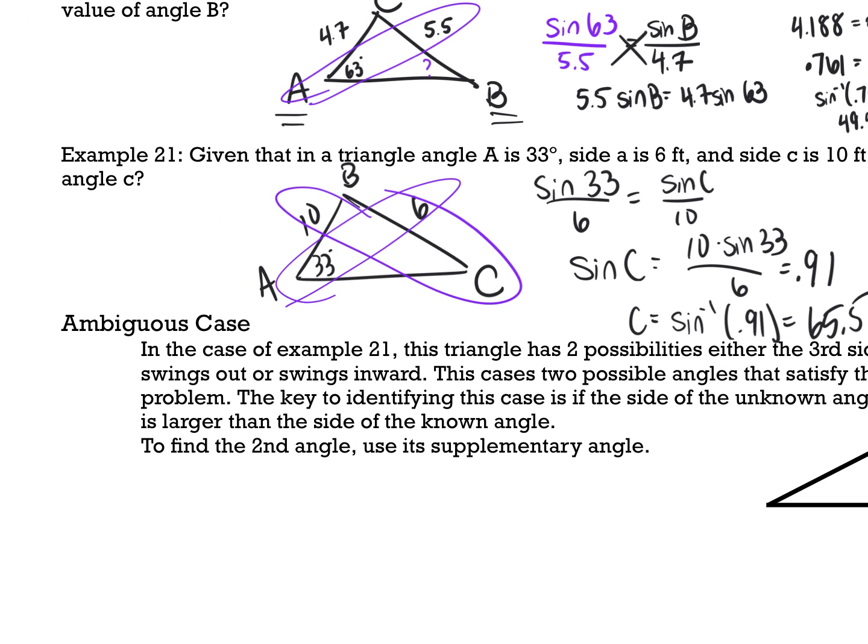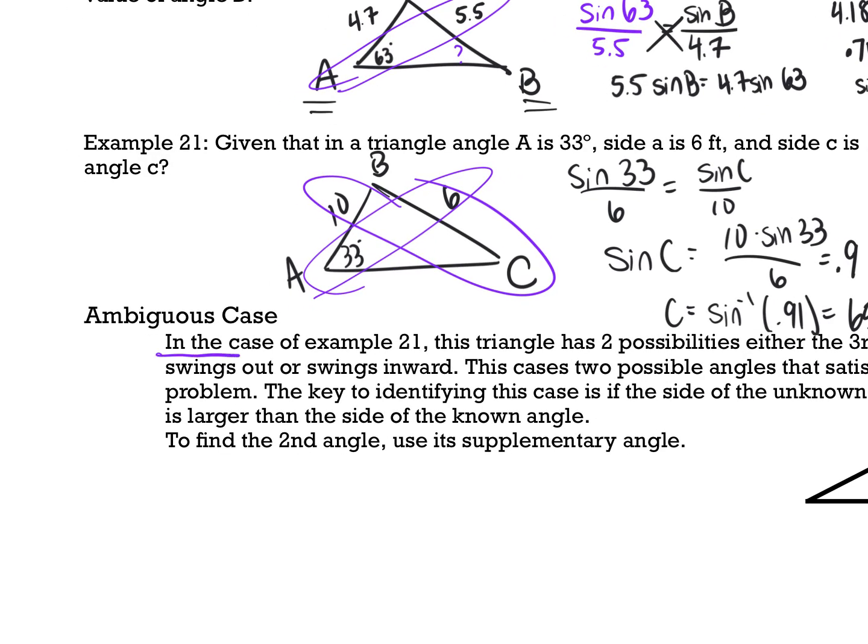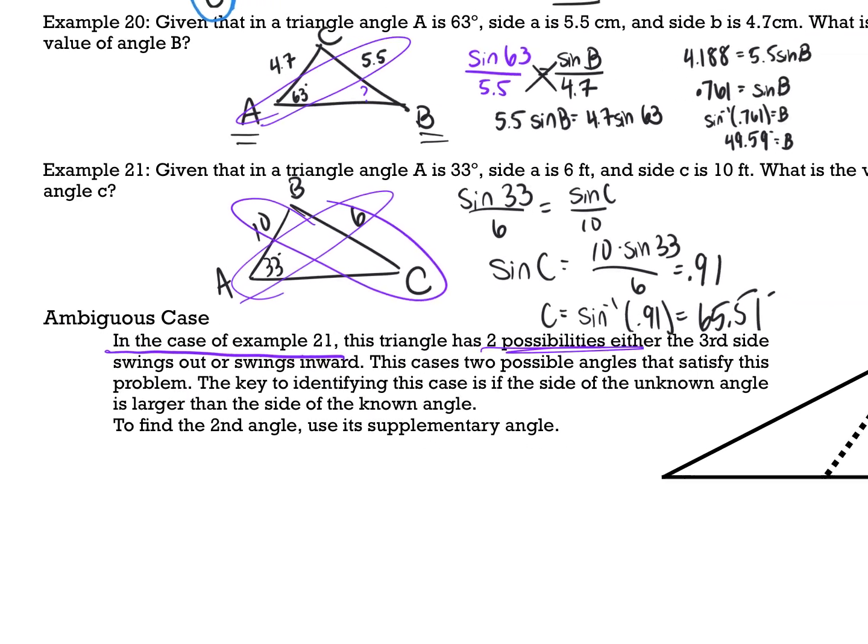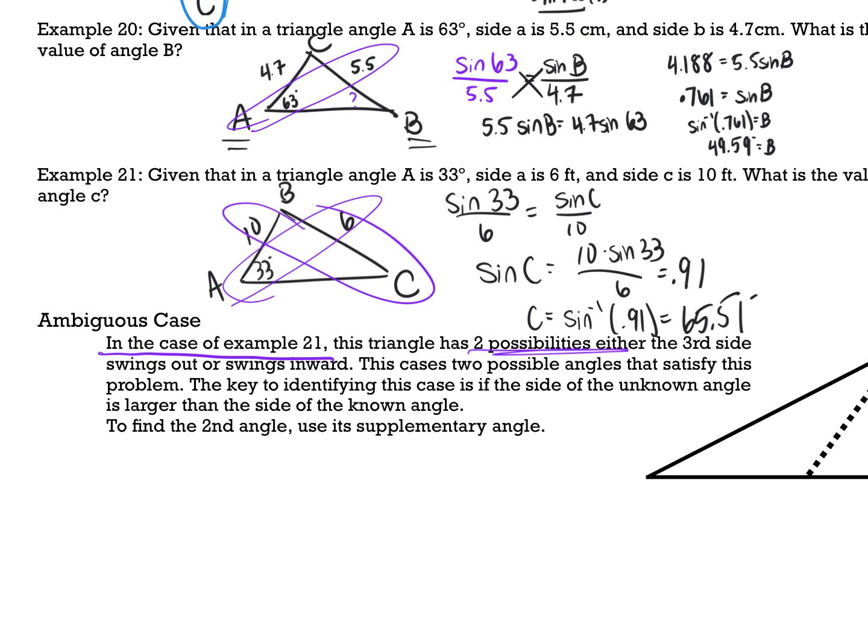The thing is, and you might already see it right here, this is what we might call the ambiguous case. There's actually two possible triangles. And the way that I do this every single time is in this part of the sentence right here. The key to identifying this case is if the side of the unknown angle is larger than the side of the known angle. So A is the known angle. Its side is 6. C was the unknown angle. Its side was 10. So because the side of the unknown angle was bigger than the side of the known angle, that means this can actually work one of two ways.